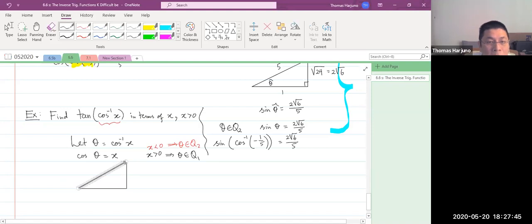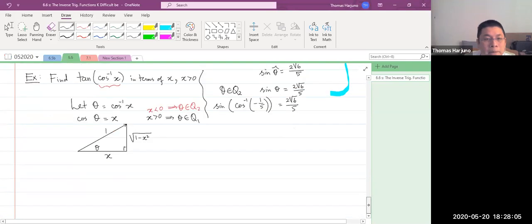Cosine theta equals x, so if this is theta, then cosine is x over 1. So this side here will be square root of 1 minus x squared by the Pythagorean theorem. Okay, so what is tangent of that? Tangent theta will be square root of 1 minus x squared over x. So, in conclusion, the tangent of cosine inverse of x equals square root of 1 minus x squared over x.